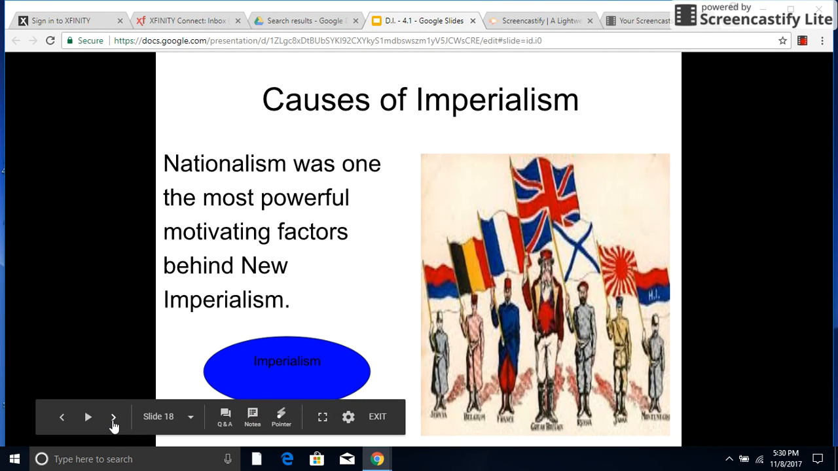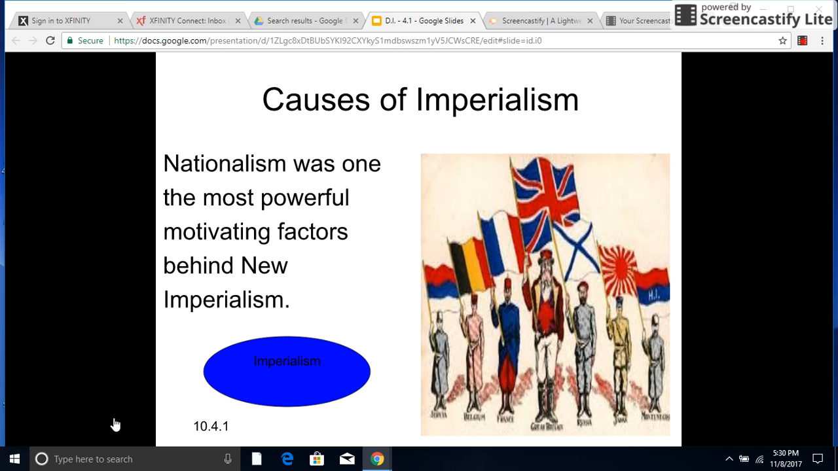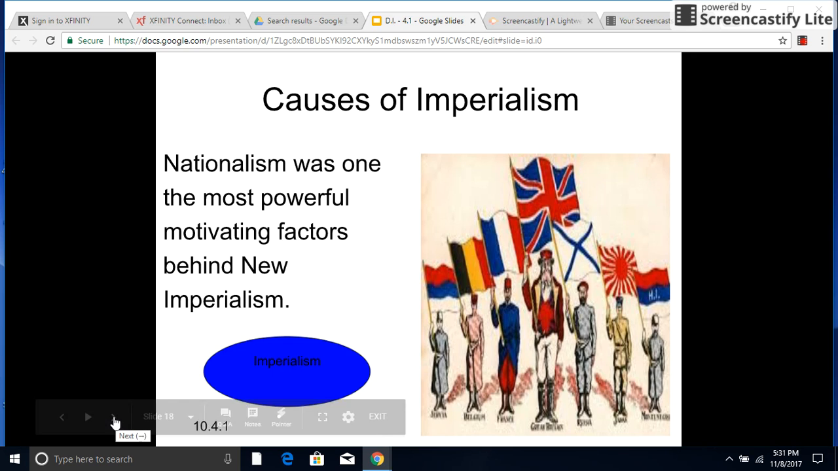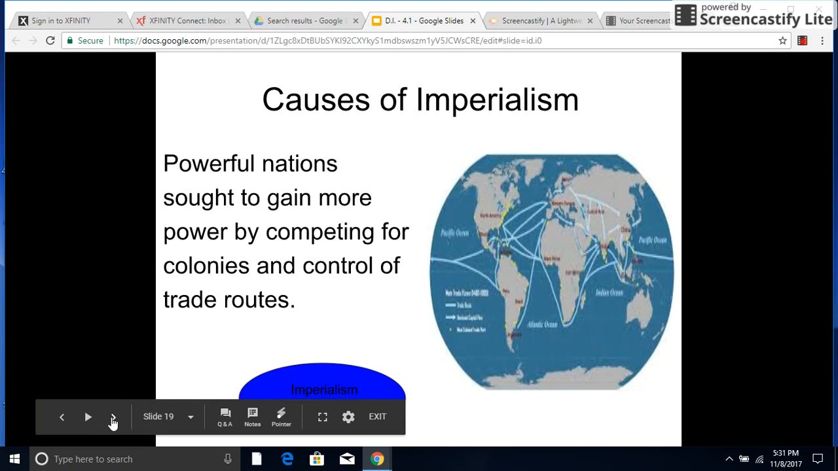The next heading is entitled Causes of Imperialism. Nationalism was one of the most powerful motivating factors behind new imperialism. This idea that the more territory you control, the more powerful your nation is. Powerful nations sought to gain more power by competing for colonies and control of trade routes, as is shown here.